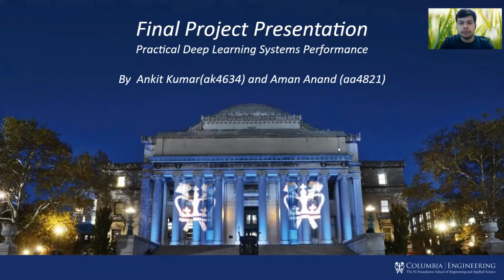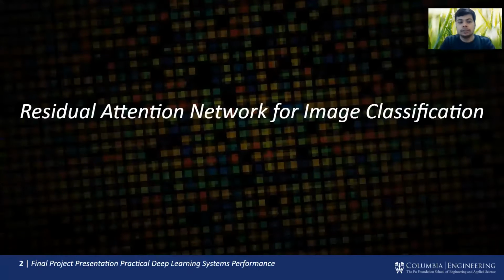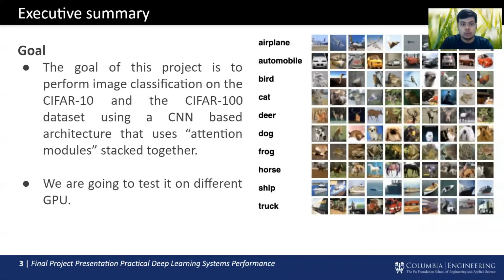Hello everyone. Today we are going to give our final project presentation on the topic Residual Attention Network for Image Classification. Goal. The goal of this project is to perform image classification on the CIFAR 10 and CIFAR 100 dataset using a CNN-based architecture that uses attention modules stacked together.